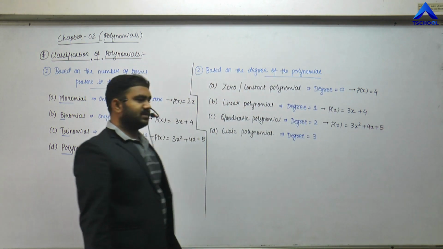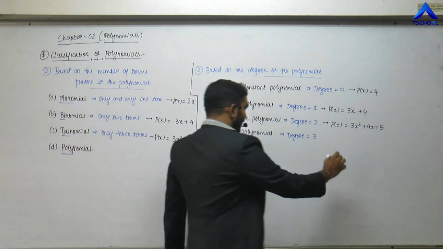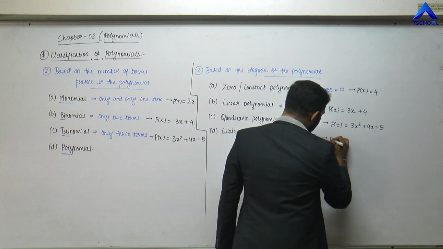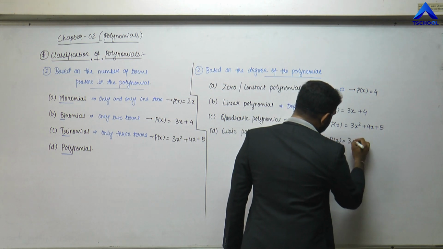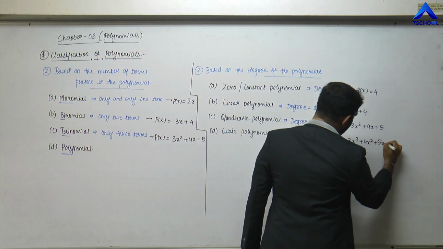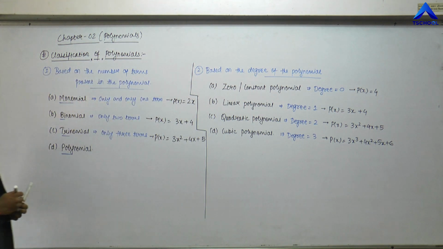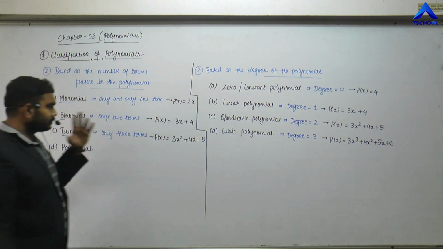Note that the highest power of the variable present in this polynomial is 2. And of degree 3, that means p of x is equal to 3x cube plus 4x square plus 5x plus 6, right? So that is a cubic polynomial. Note, friends, that these examples I have written here are random examples, so you are not going to solve this anywhere in future, right?